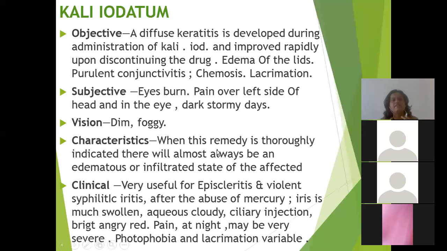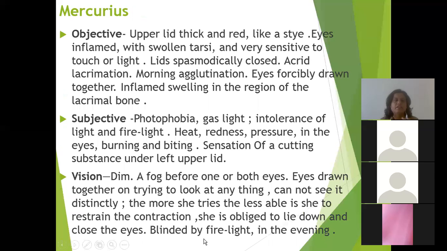A characteristic is that when this remedy is thoroughly indicated, there will almost always be an edematous or infiltrated state of the affected part. Clinically, it is useful for episcleritis and violent syphilitic iritis after the abuse of mercury. The iris is much swollen, aqueous cloudy, ciliary injection, then there is a bright angry red. Pain at night may be very severe with photophobia and lacrimation variable.